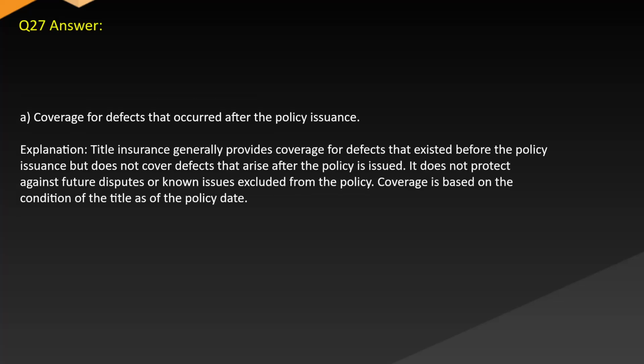Answer A. Coverage for defects that occurred after the policy issuance. Explanation. Title insurance generally provides coverage for defects that existed before the policy issuance but does not cover defects that arise after the policy is issued. It does not protect against future disputes or known issues excluded from the policy. Coverage is based on the condition of the title as of the policy date.